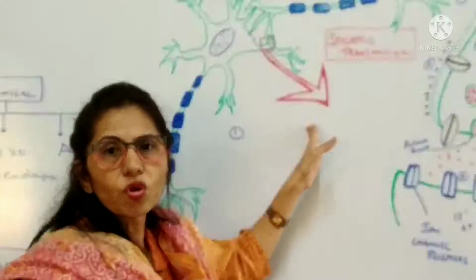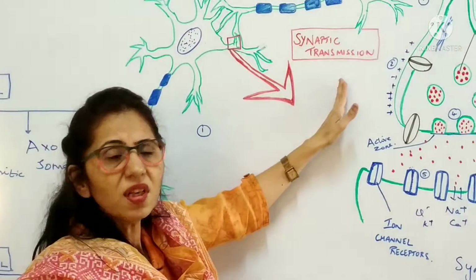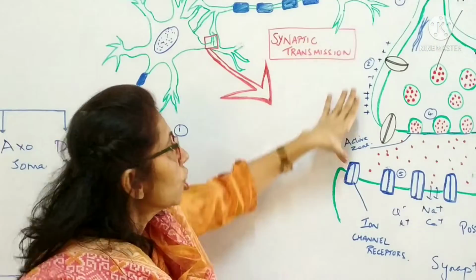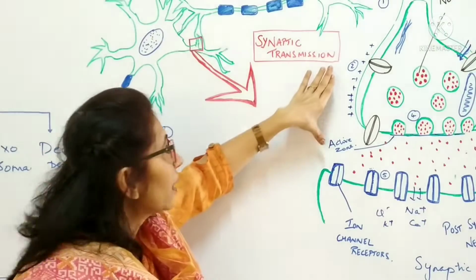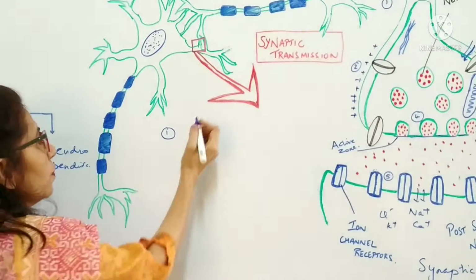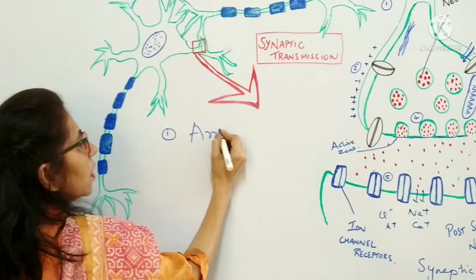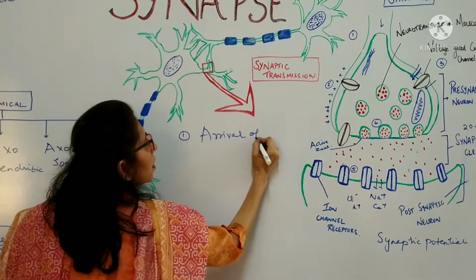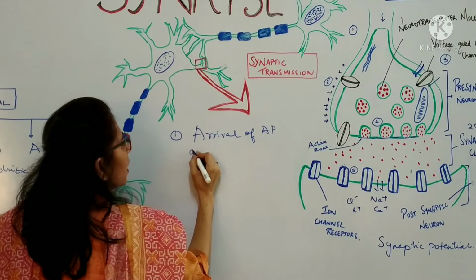Okay, so now we will be drawing a flow chart on synaptic transmission. So in the exam, whenever you have a question, you should be able to draw a neat labeled diagram, and the diagram should be accompanied by a flow chart which will help you to remember these things. So first is arrival of action potential at the presynaptic terminal.